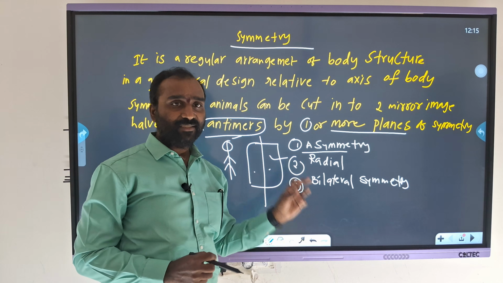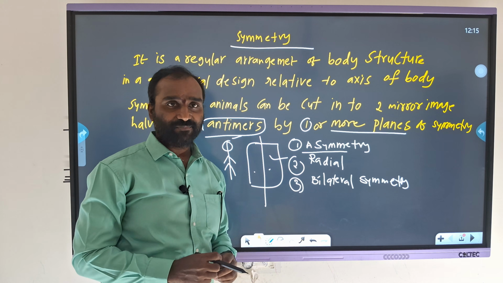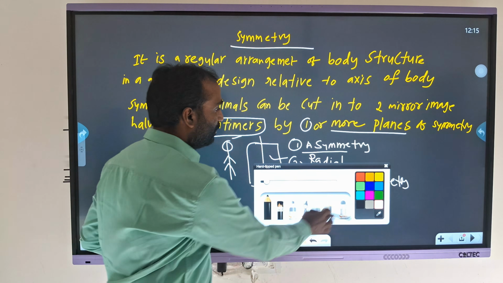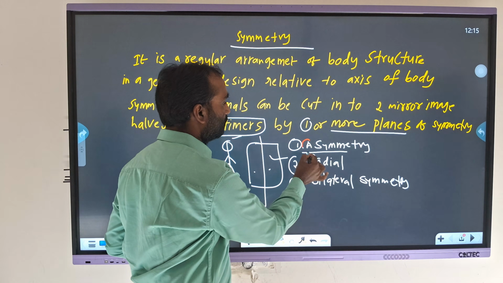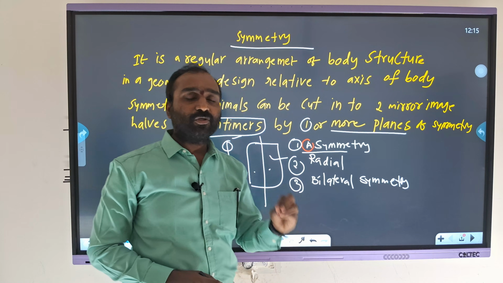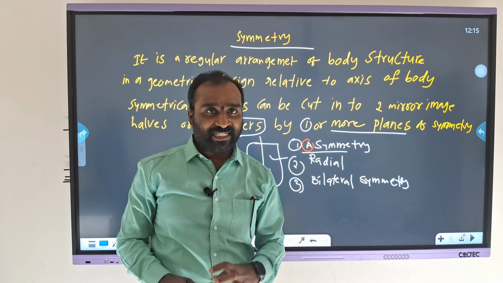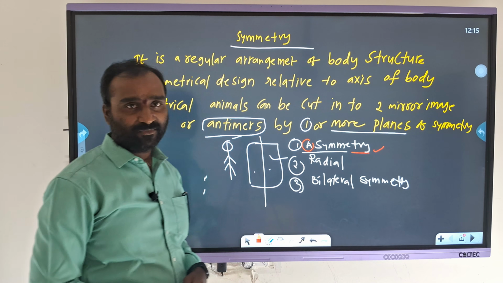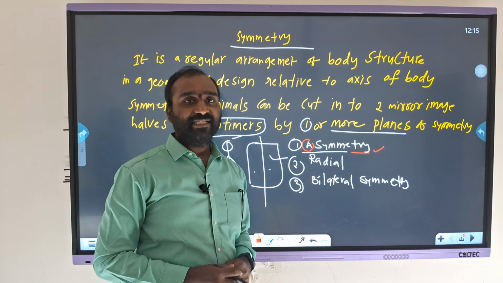Everywhere in this we should go with the terminology. Asymmetry. A for absence. Absence of what? Symmetry is absent. That's it. So the organism which does not have symmetry, such animals are called asymmetrical animals. And the next one is radial symmetry.